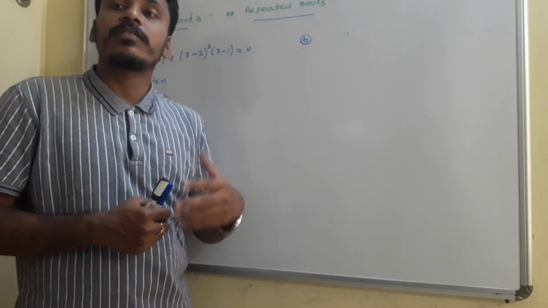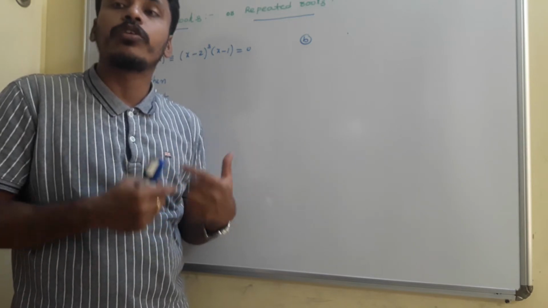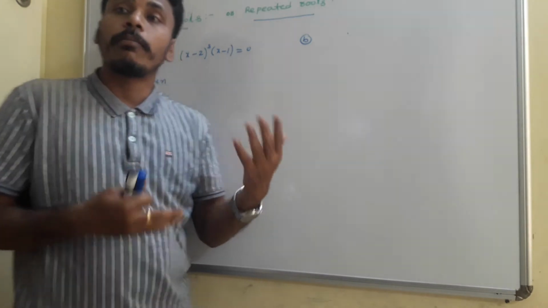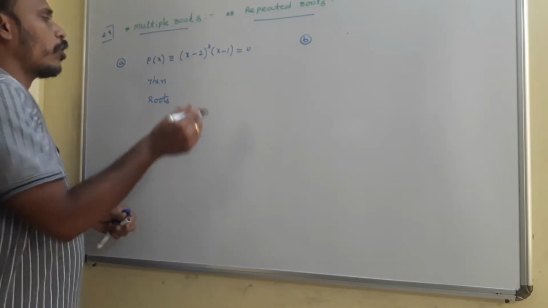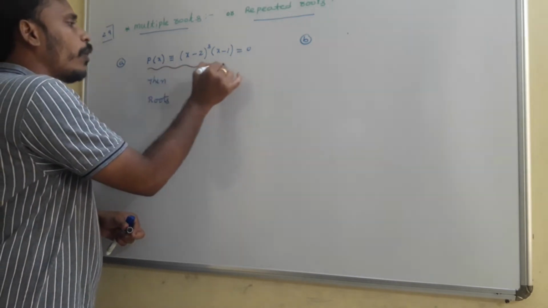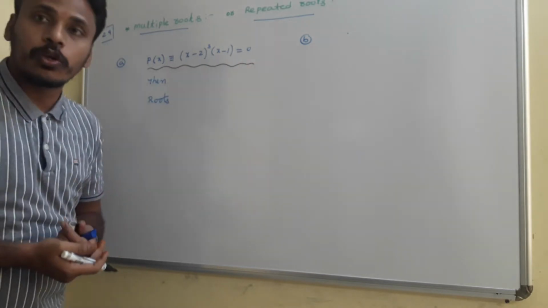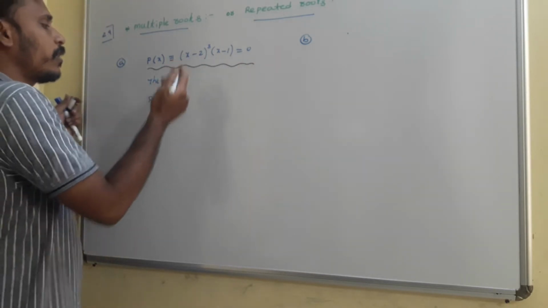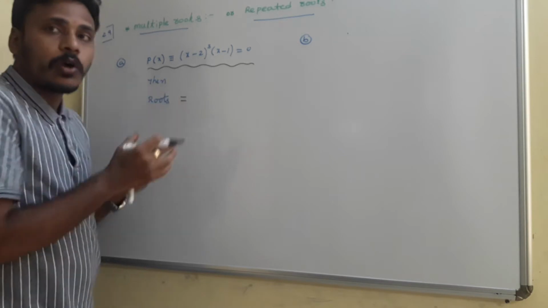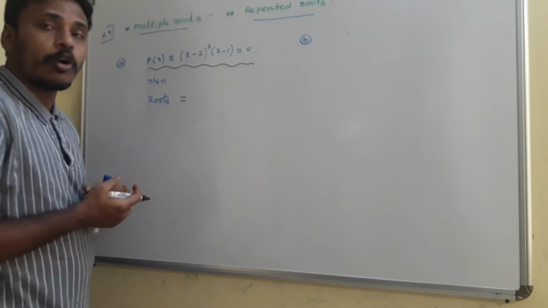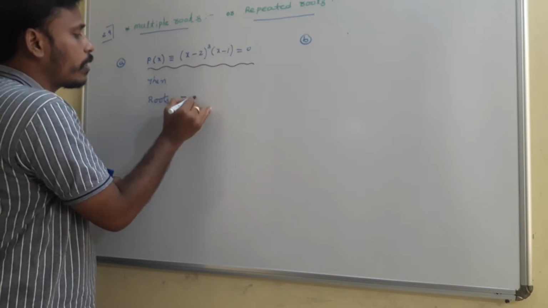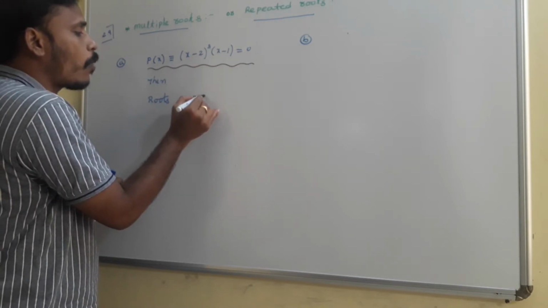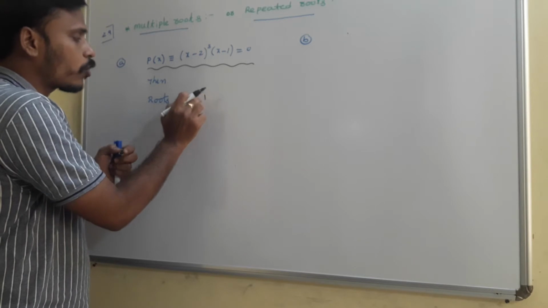Now the next idea is multiple roots or repeated roots. The name itself is explaining that the root is repeated. The root is occurring a multiple number of times. Just look at this particular polynomial equation, (x minus 2) whole cube into (x minus 1) equals 0. When you list out the roots, see what are the roots? Either this is 0 or this is 0. You may say that the roots are 2, 1. The different roots are 2, 1.